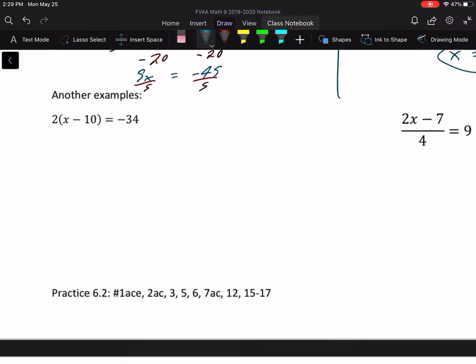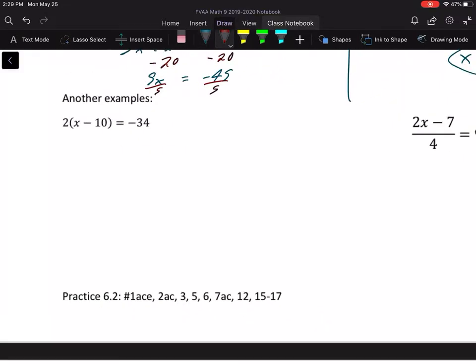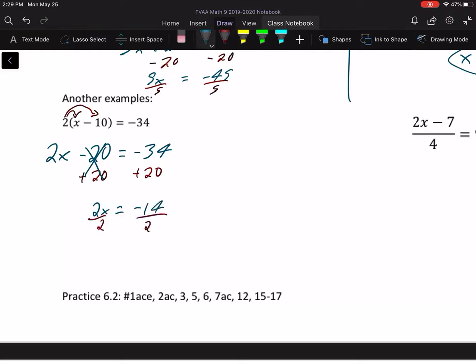So in this situation, that 2 needs to be multiplied to the x, which gives me 2x, and then multiplied to the negative 10, which gives me negative 20, is equal to negative 34. And then from here, it's just a two-step algebraic problem. Plus 20 on both sides: 2x is equal to negative 14. And that gives me x is equal to negative 7.